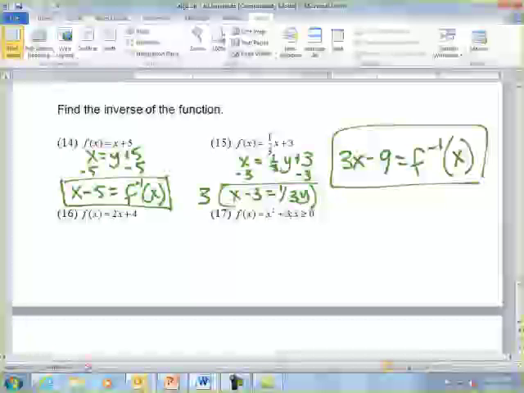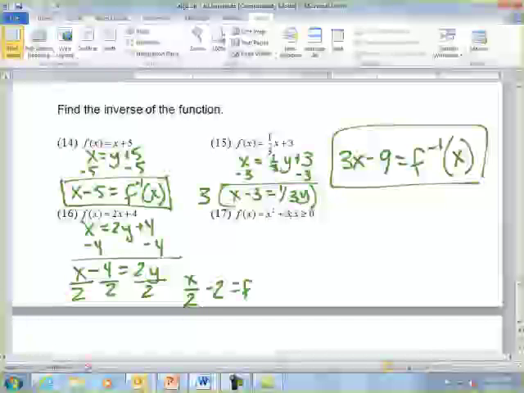For number 16, swap out our x and y. What do we do first? Subtract the 4. And then? Divide by 2 and divide everything by 2. So we get x over 2 minus 2 equals our inverse function. Yes. 1/2 x would be fine. Yep, that's the same thing as x over 2.